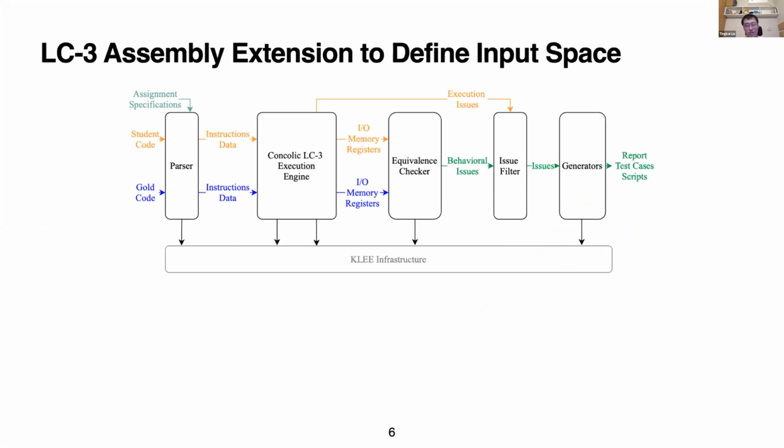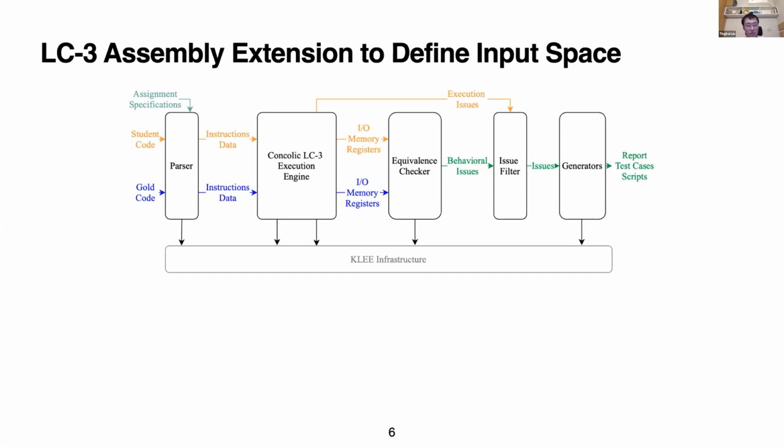As shown in the complicated picture, we built several new modules on the KLEE infrastructure. I will walk you through them one by one. Notice that in this picture, the orange arrows represent the data flow of the student code, and the blue arrows represent the data flow of the gold code, which is the code believed to be correct.